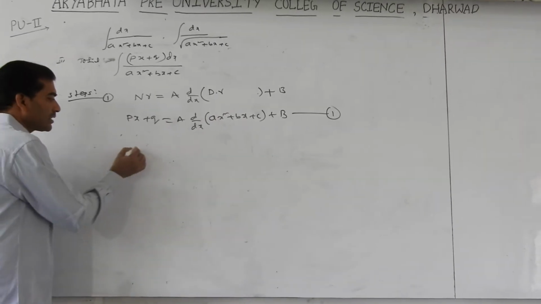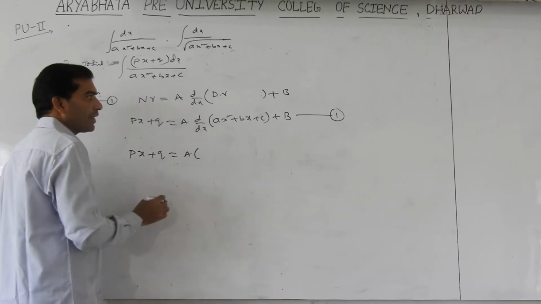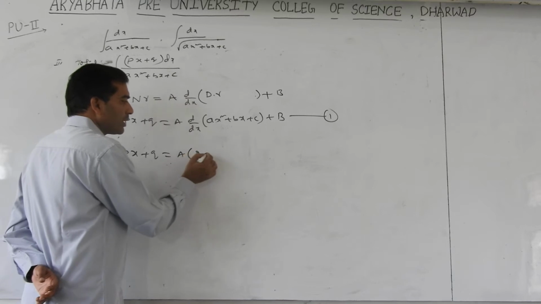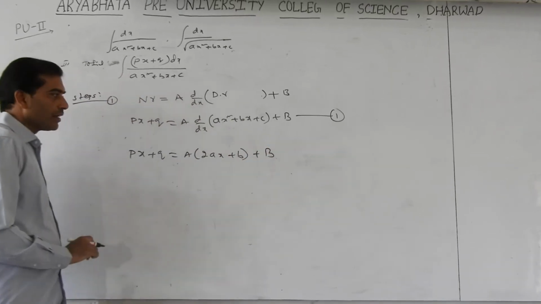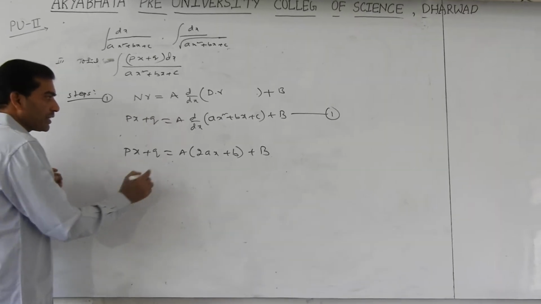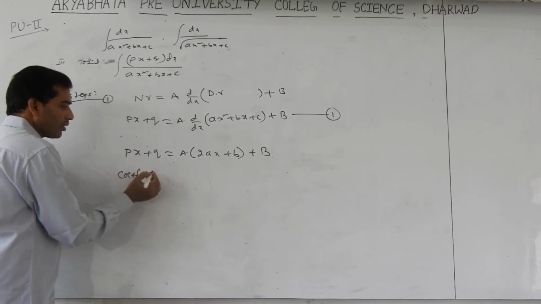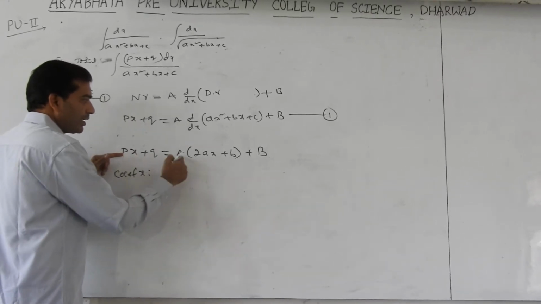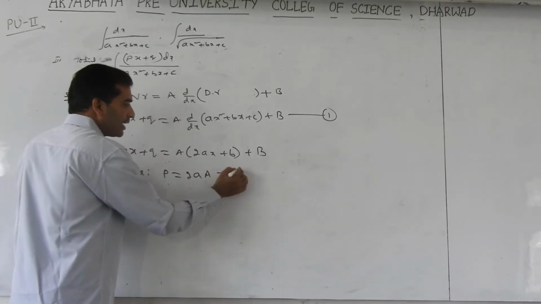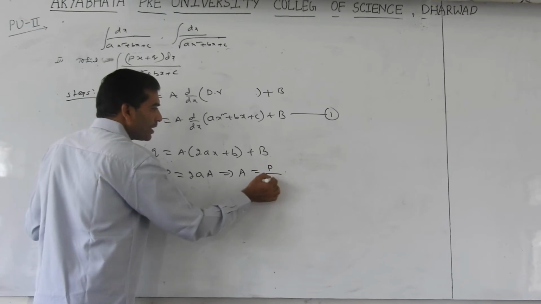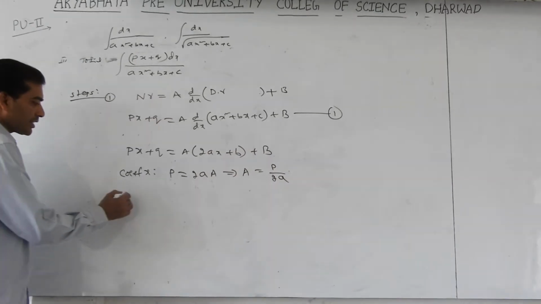See, px plus q equals A into d by dx of (ax square plus bx plus c), plus B, that is A(2ax plus b) plus B. Now equating first the coefficient of x. Tell me the coefficient of x. On the left side it is p, on the right side it is 2aA. We need capital A. Capital A is equal to p by 2a.